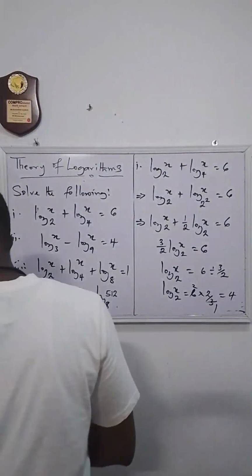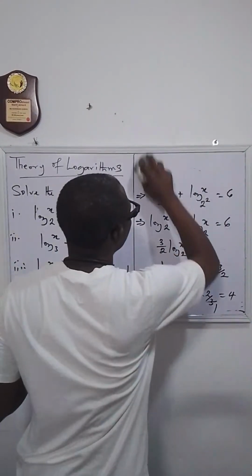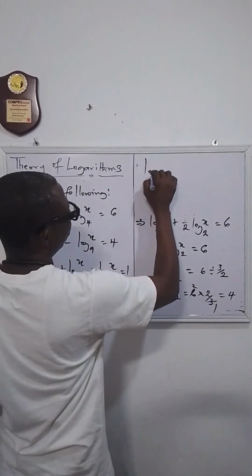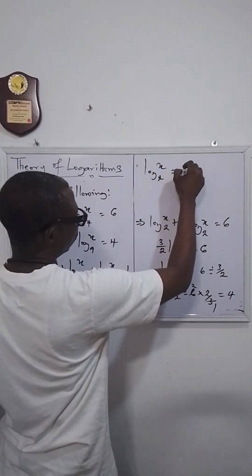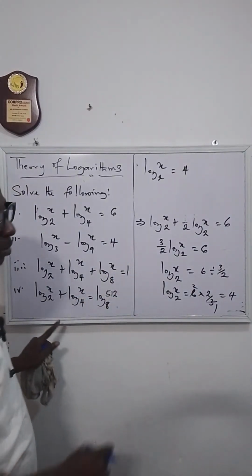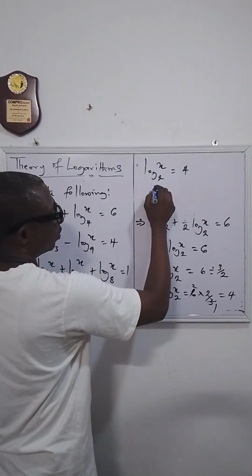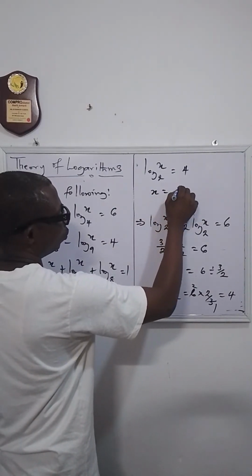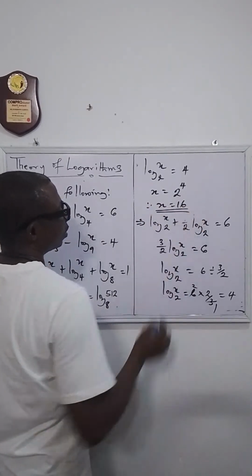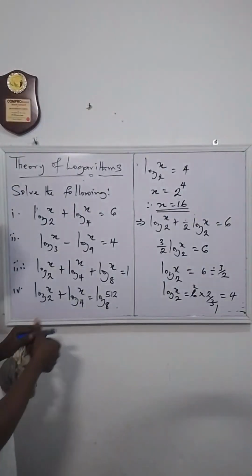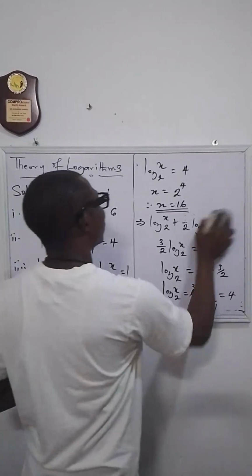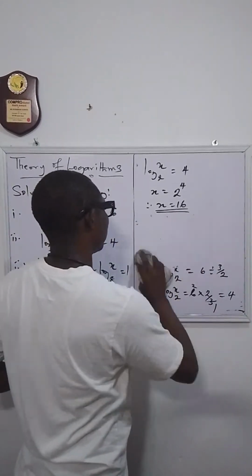So what's the next thing to do? What we have is log of x base 2 equals 4. This is a logarithmic equation, so you can change it to an exponential equation. The base comes here, so we have x equals 2 raised to the power of 4. Therefore, x is 16. That's the answer to the first question. I hope you understand that. Now let's look at the next one.